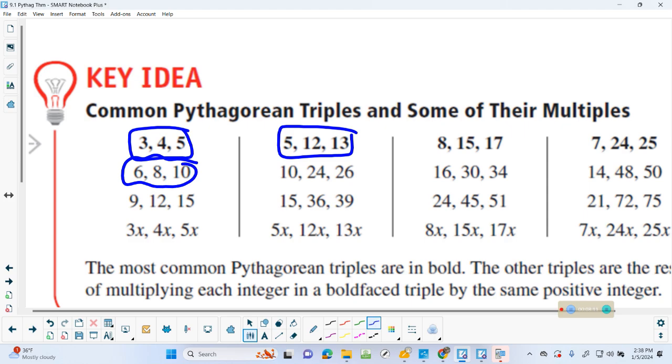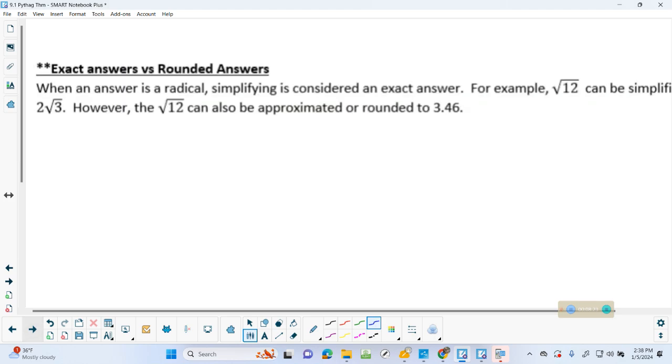If you recognize those, it's kind of a shortcut or a hack. You won't have to do any work. You can just slap down what the missing side is. But again, you don't have to have them all memorized, just for the record. Just showing it to you. So this is what we already kind of talked about. Again, read the directions closely.